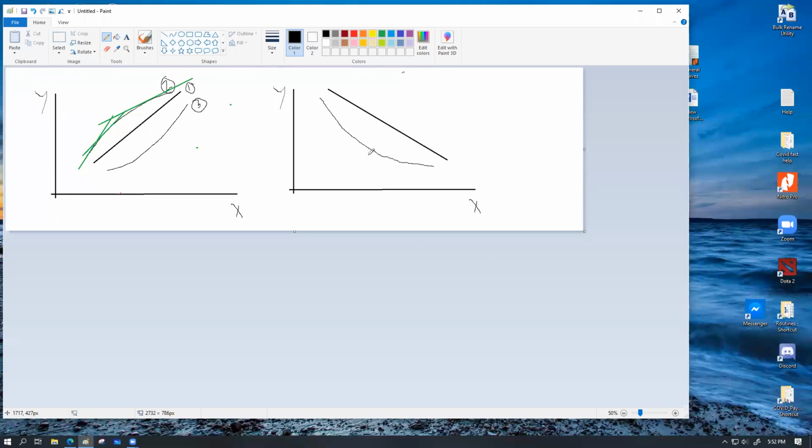So this shape represents a graph where the y value decreases as x value increases. Now try to have a look at this. Before I tell you, try to observe how you would describe the change of the gradient of this graph. What is happening to the gradient of this curve as you observe from left to right, with increasing values of x? How does the gradient change?